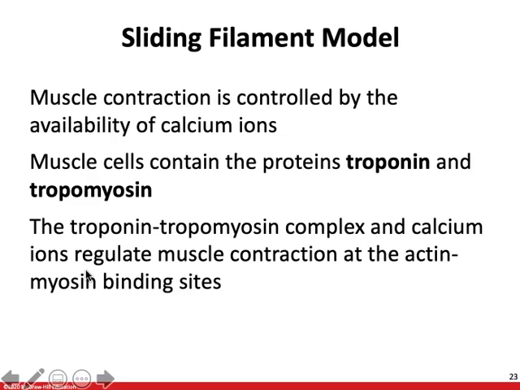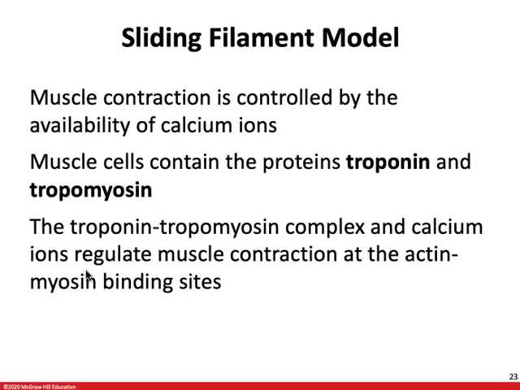Muscle contraction is going to be controlled by the availability of calcium ions. So although we need ATP to cause the contraction of those filaments, or to cause the sliding of those filaments past each other, we do need a huge amount of calcium to actually tell those muscle fibers when they need to contract. So muscle contraction is going to be controlled by the availability of those calcium ions.